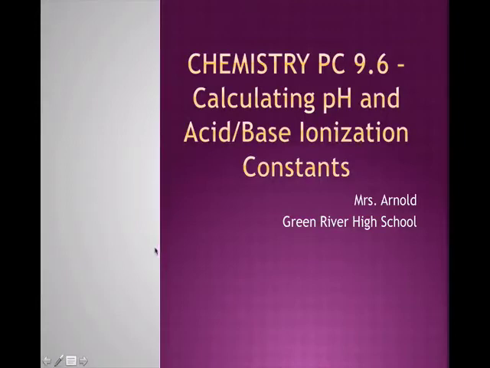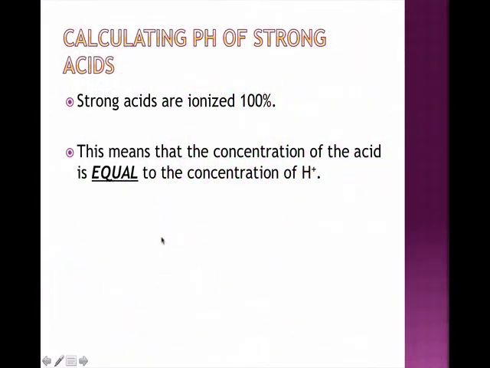This is Chemistry Podcast 9.6, and we're going to talk about how you can calculate pH of strong acids and strong bases, and also what acid-base ionization constants are. So the first thing you need to remember about a strong acid and a strong base is that strong acids are ionized 100% of the way.